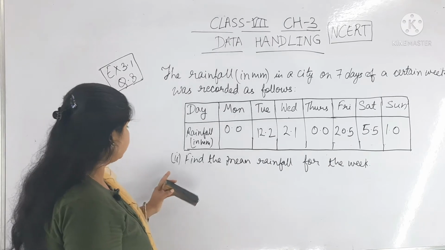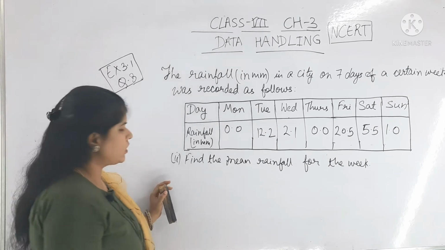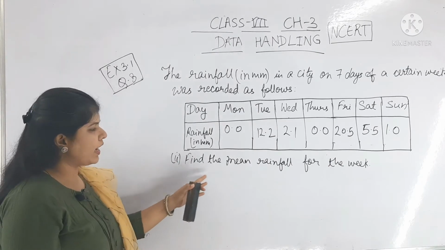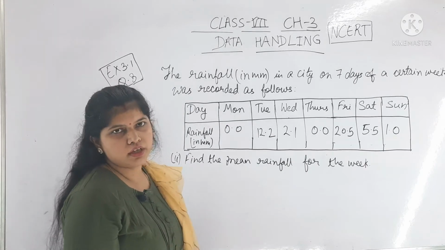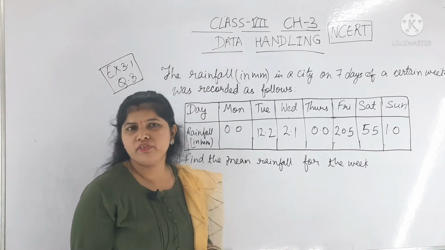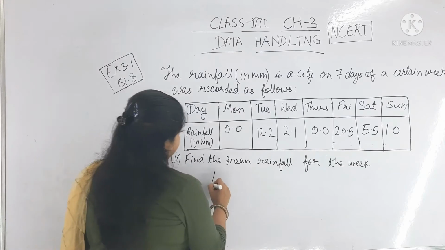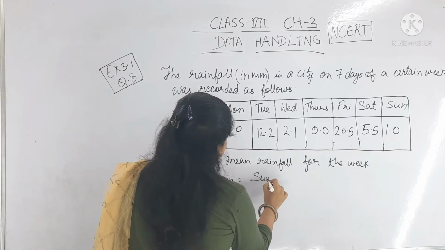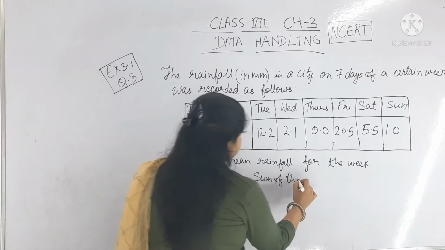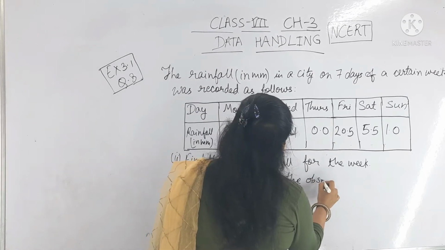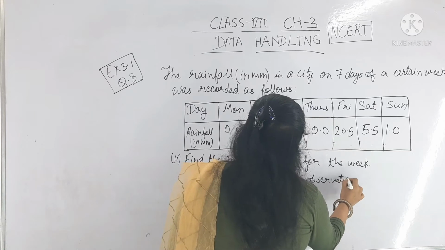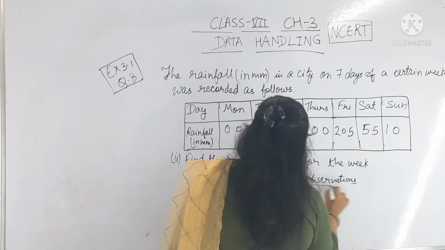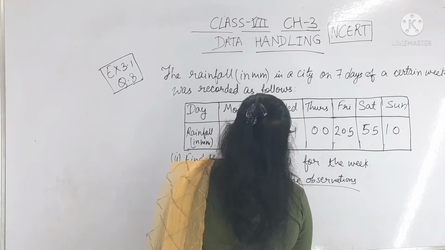Now we come to the second part of question number 8. What are they asking? Find the mean rainfall for the week. We have to find the mean rainfall. So here mean is equal to the sum of the observations upon the total number of observations.